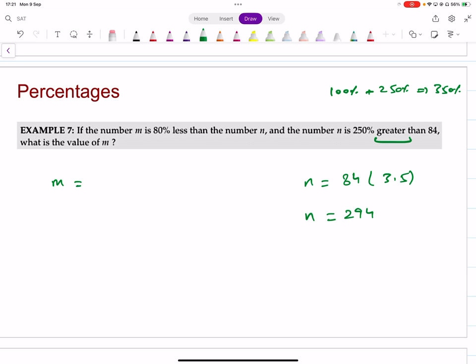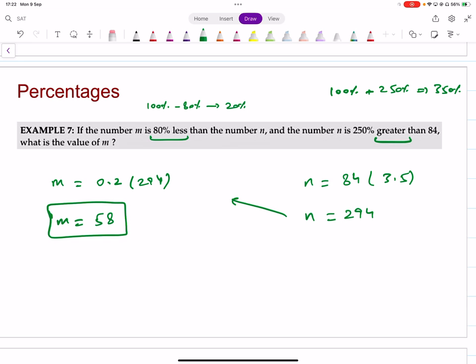M is 80% less than N. You want to reduce something by 80%. What do you multiply it by? 80% less करना है. What does that mean? 100% minus 80%, that's 20%. So you multiply it by 0.2, 0.2 into 294, that gives you 58.8. That should be the value of M.